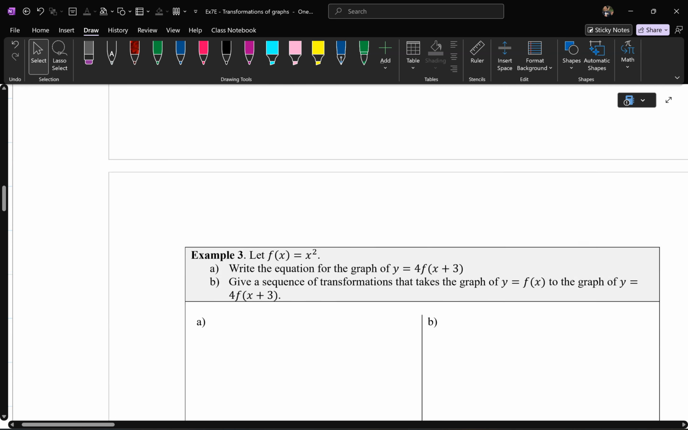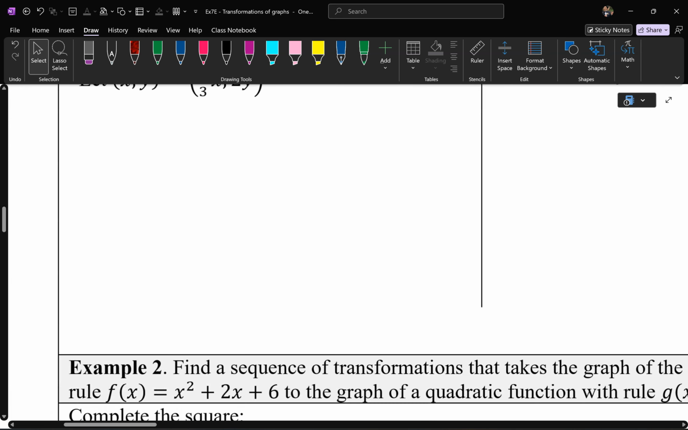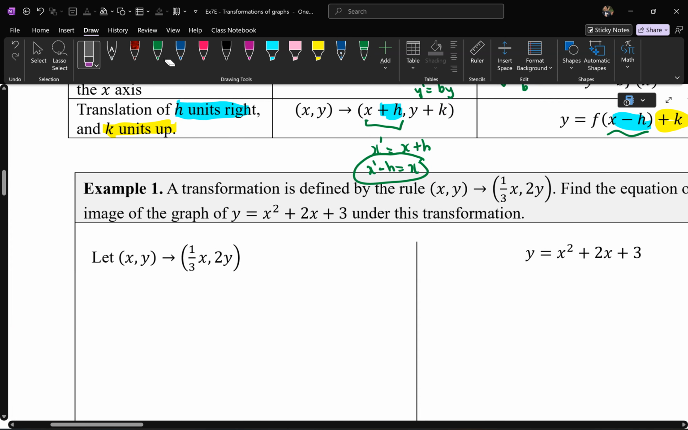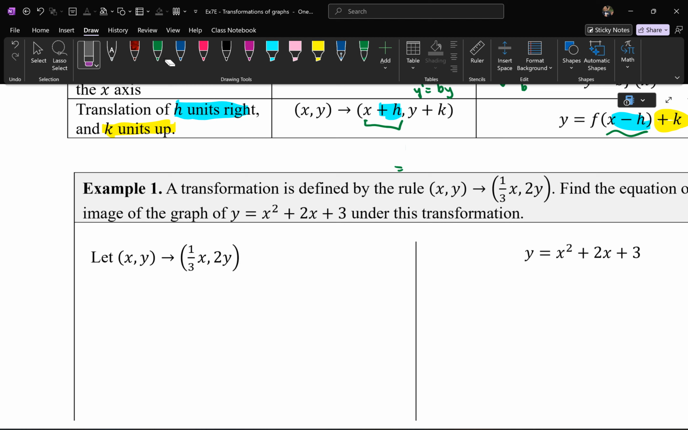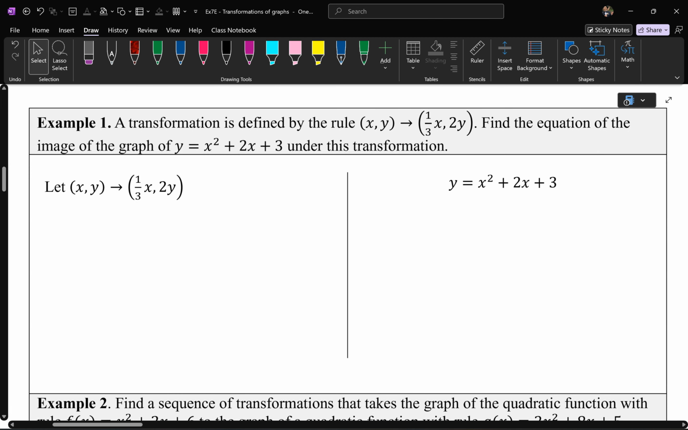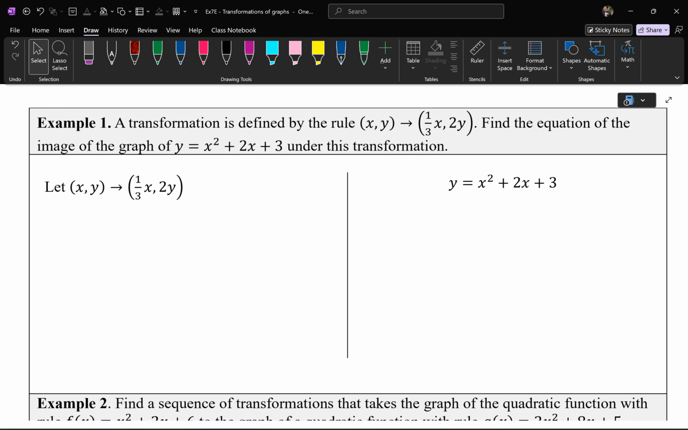Example 1, 2, and I think I've got another one on the back. Yep, 3. Let's do example 1. I'm just going to delete this now. Here we go. Example 1. Let's read the question. It says, a transformation is defined by, and they tell you what the transformation is. You have to be able to read this now. Okay, so out of curiosity, Artie, what's that transformation? How do you read that? What's that 1/3 mean?